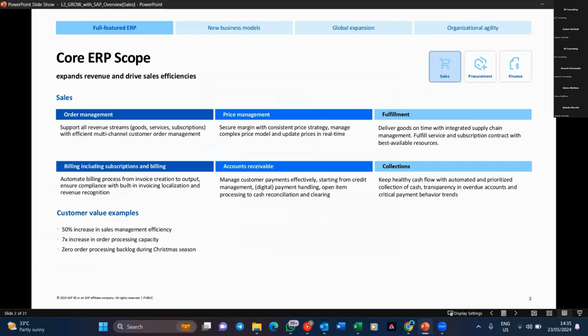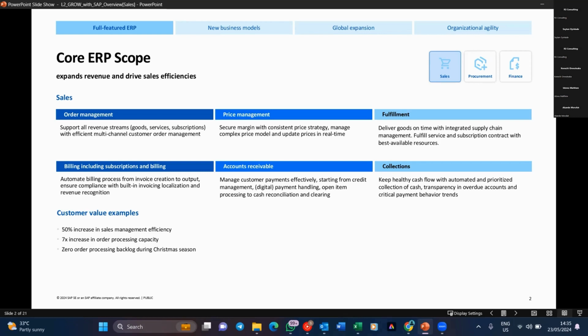First, we have the order management, which is how you sell and the processes up to when you receive your cash, your money, from your customers. So for the traditional sales process, we have the core ERP scope: order management, price management, fulfillment, and billing. Billing is where you send your invoice to your customer for goods that you've sold to them.